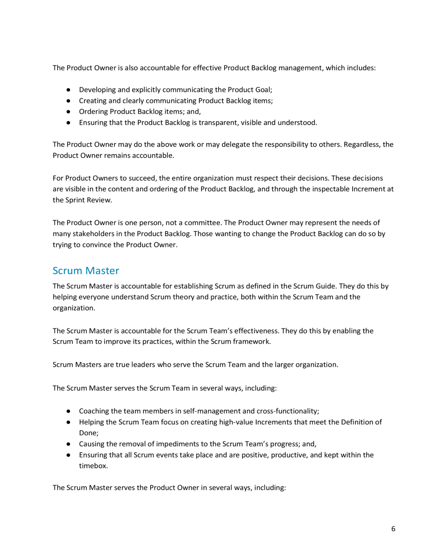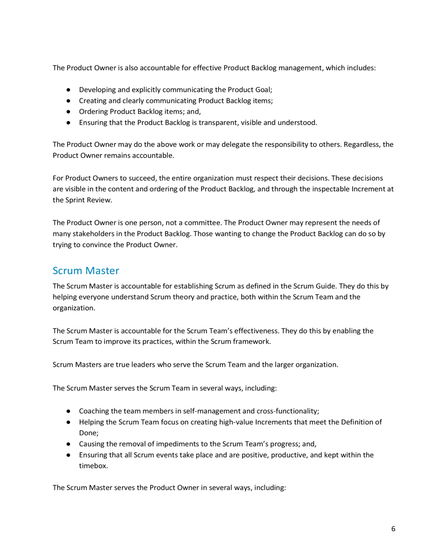Product owner. The product owner is accountable for maximizing the value of the product resulting from the work of the Scrum team. How this is done may vary widely across organizations, Scrum teams, and individuals. The product owner is also accountable for effective product backlog management, which includes developing and explicitly communicating the product goal, creating and clearly communicating product backlog items, ordering product backlog items, and ensuring that the product backlog is transparent, visible and understood. The product owner may do the above work or may delegate the responsibility to others. Regardless, the product owner remains accountable.